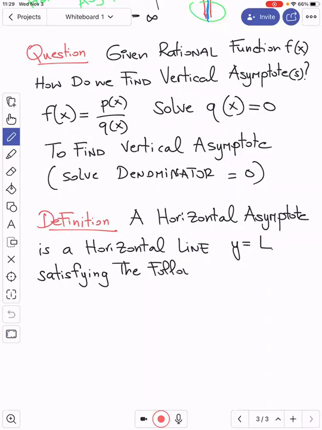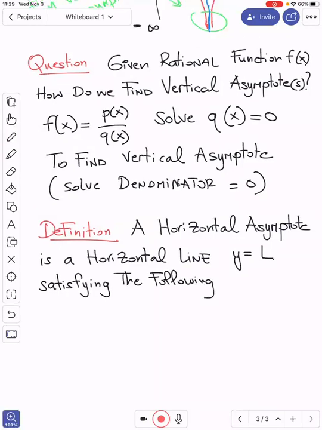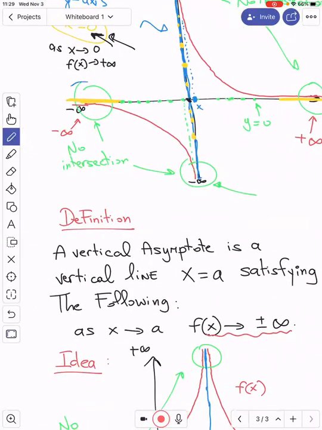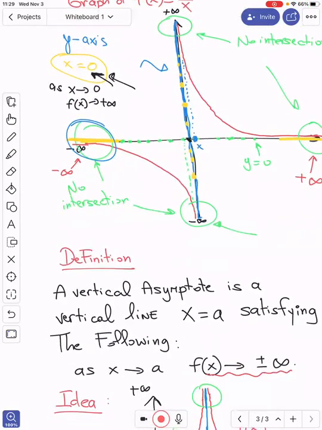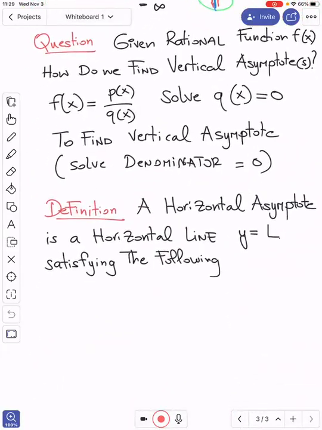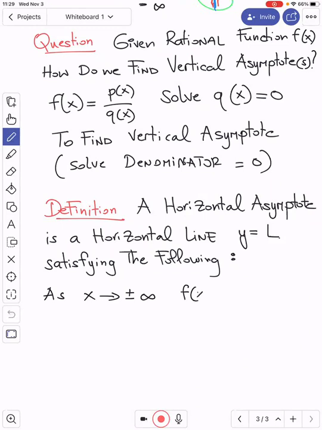So remember, my x was for the horizontal asymptote. My x was in the neighborhood of infinity, right? My x was approaching infinity. So you are approaching negative or positive infinity for the horizontal asymptote. So as x approaches either positive or negative infinity, your f of x is going to approach this number here, L.